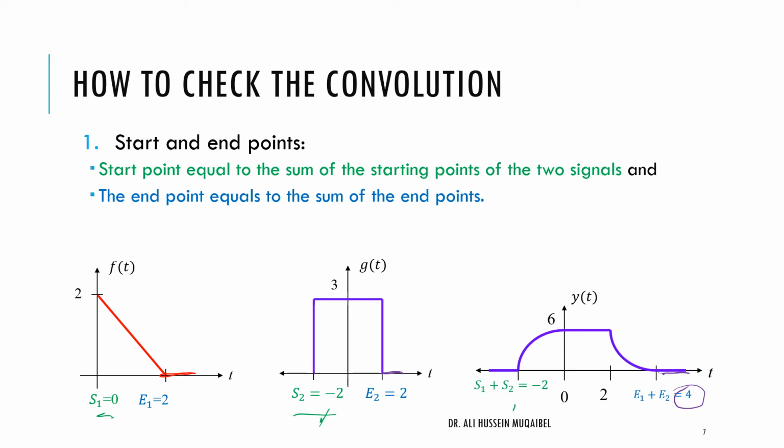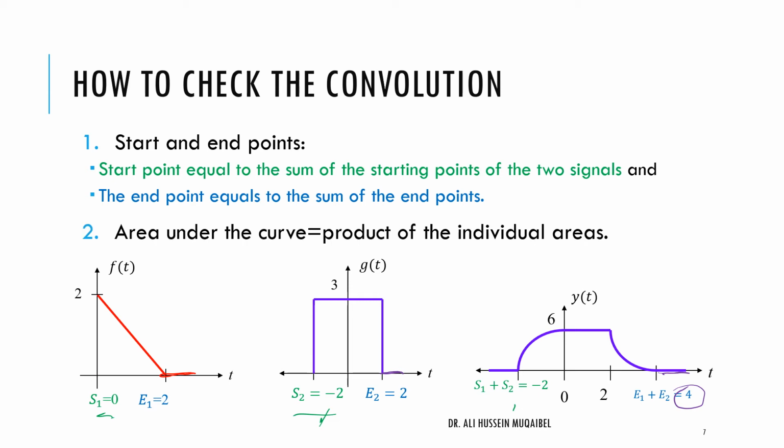We can check the second thing. It says that the area of the convolution should equal the product of the two individual areas. So what's the area here? What's the area of this triangle? Half the base times the height. So this is 2, this is 2, so it becomes 1 times 2, which is 2. The area equals 2. Similarly for the second figure, the area here, height times width, so it's 4 times 3, which is 12. So I expect the area here to be 24.